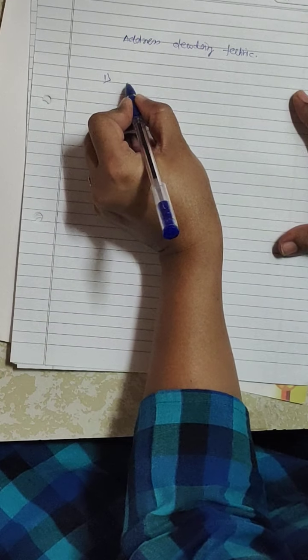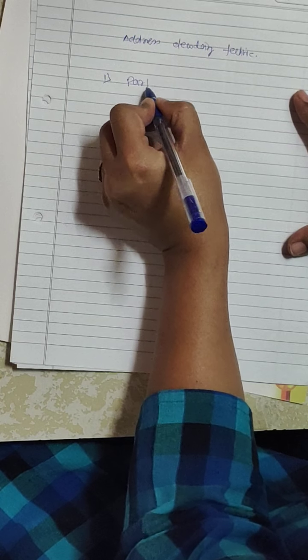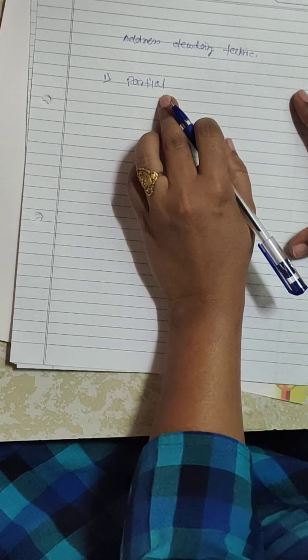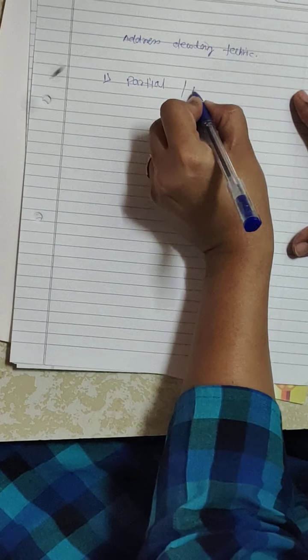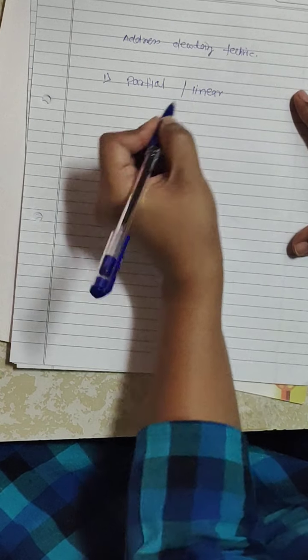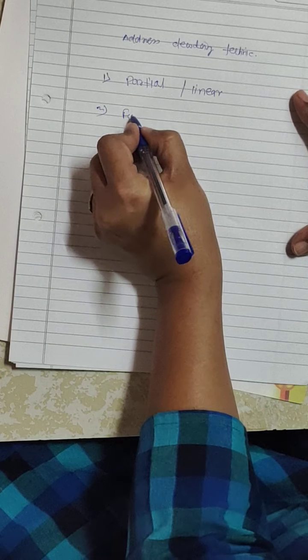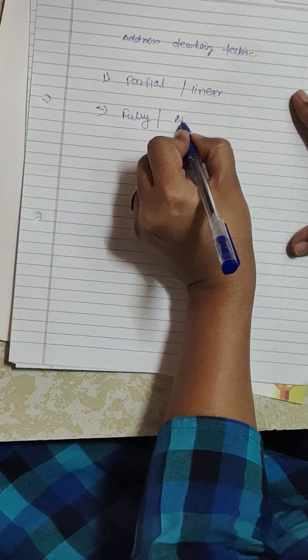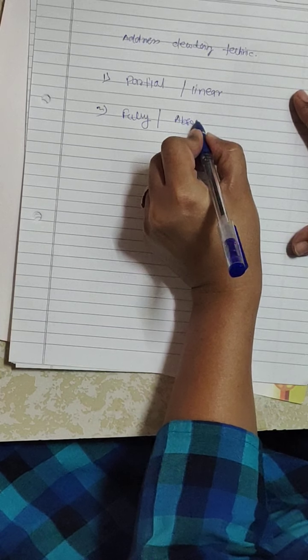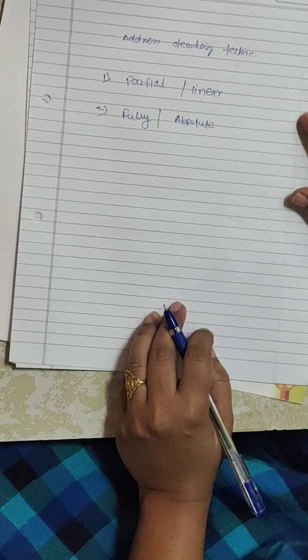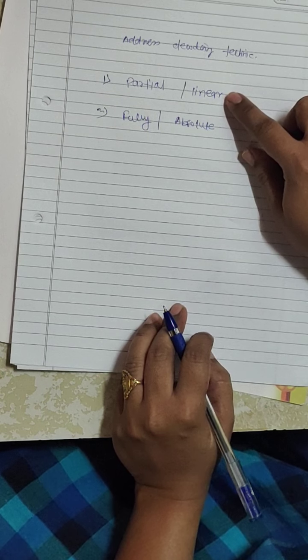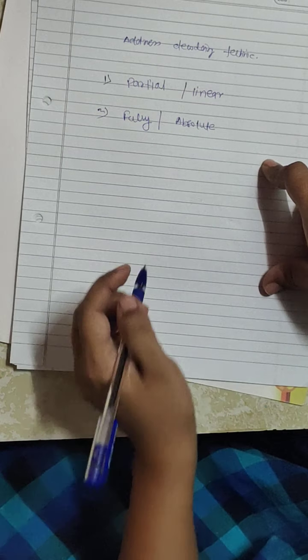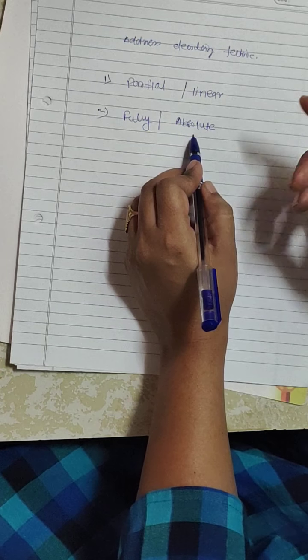Basically there are two types of address decoding technique. First is the partial address decoding technique, also called linear decoding, and second is the fully decoded technique, also called the absolute decoded technique.